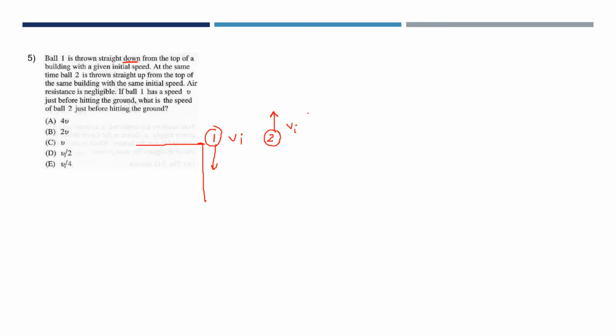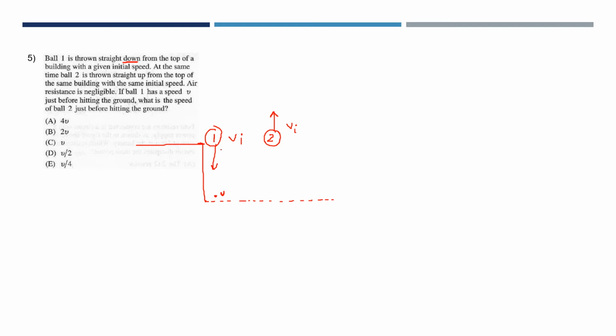If ball 1 has speed V just before hitting the ground, so ball number 1 just before hitting the ground, at this point it has speed of V. What is the speed of ball 2 just before hitting the ground? What about this final speed of ball 2? Okay, take care, this is a little bit tricky.